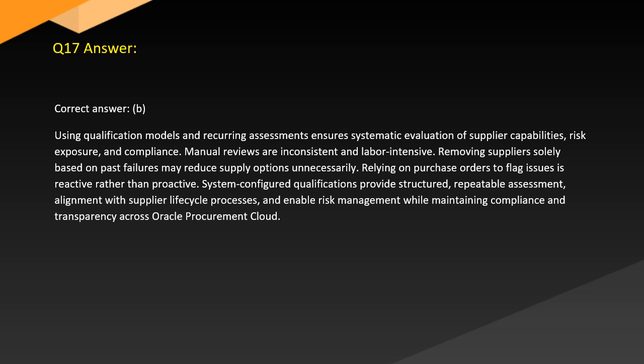Answer. Correct answer: B. Using qualification models and recurring assessments ensures systematic evaluation of supplier capabilities, risk exposure, and compliance. Manual reviews are inconsistent and labor-intensive. Removing suppliers solely based on past failures may reduce supply options unnecessarily. Relying on purchase orders to flag issues is reactive rather than proactive. System-configured qualifications provide structured, repeatable alignment with supplier lifecycle processes and enable risk management while maintaining compliance and transparency across Oracle Procurement Cloud.